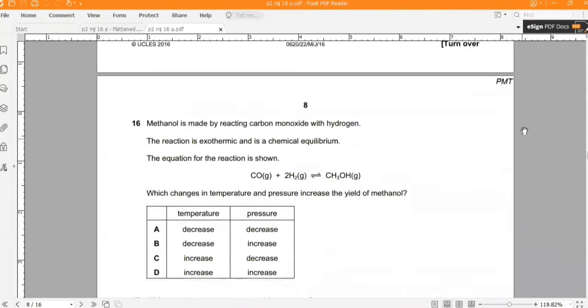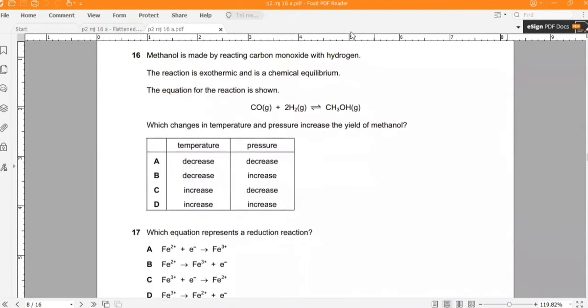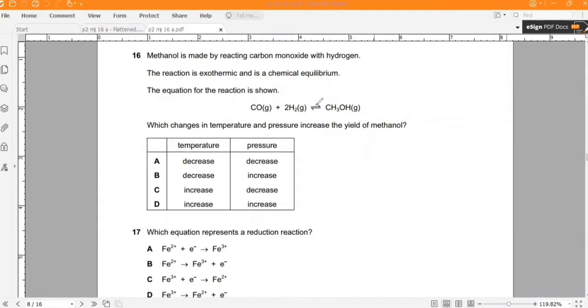Now, 16th. Methanol is made by reacting carbon monoxide with hydrogen. Okay, and the reaction is exothermic and is a chemical equilibrium. The equation of the reaction is shown. This is the equation: carbon monoxide reacts with hydrogen gas to produce methanol. Clear? Which changes in temperature and pressure increase the yield of methanol?